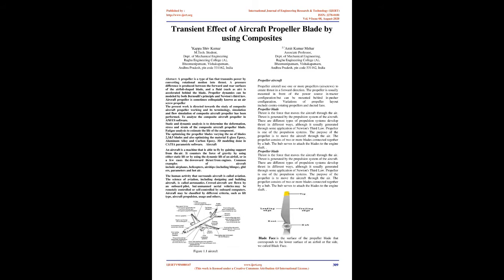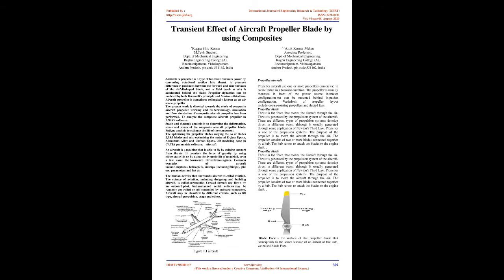Aircraft. An aircraft is a machine that is able to fly by gaining support from the air. It counters the force of gravity by using either static lift or by using the dynamic lift of an airfoil, or in a few cases the downward thrust from engines. Common examples of aircraft include airplanes, helicopters, airships, including blimps, gliders, paramotors, and hot air balloons. The human activity that surrounds aircraft is called aviation. The science of aviation, including designing and building aircraft, is called aeronautics.